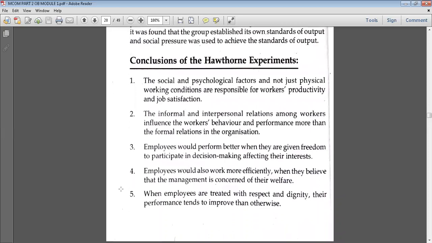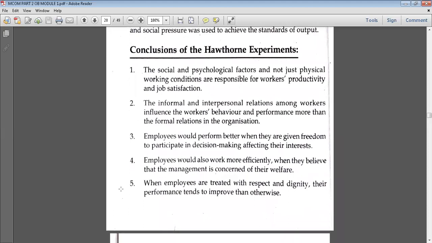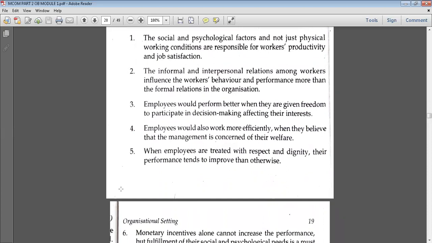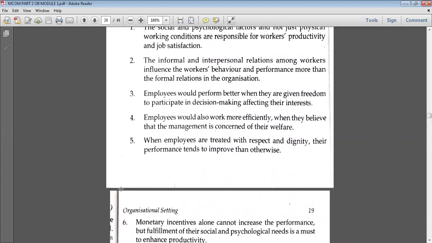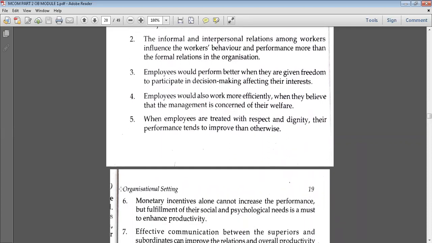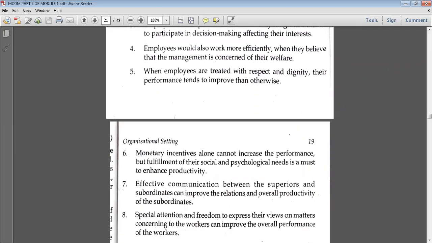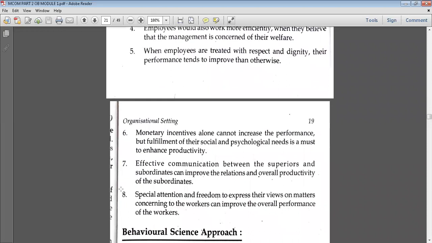Then, employees work better when they are given freedom in decision making, especially in matters which actually affect their interest. Employees also work more efficiently when they believe that the management is concerned about their welfare. When employees are treated with respect and dignity, they contribute much more. Monetary incentives alone cannot increase performance; fulfillment of social and psychological needs is also equally important. That means money need not always be the motivation behind job satisfaction, or behind improving productivity.